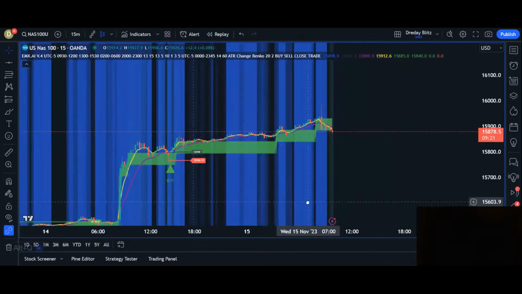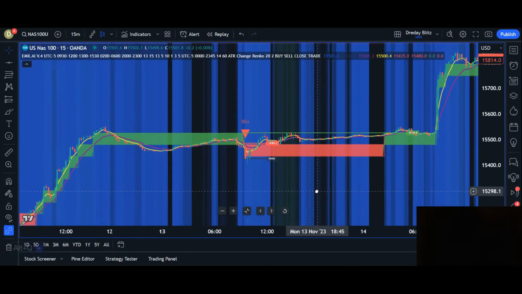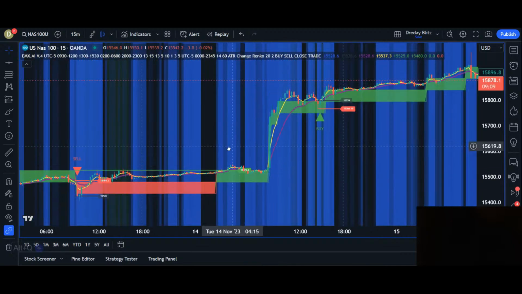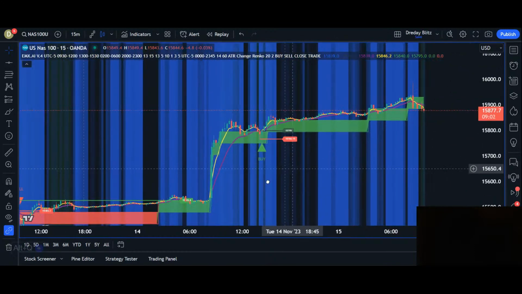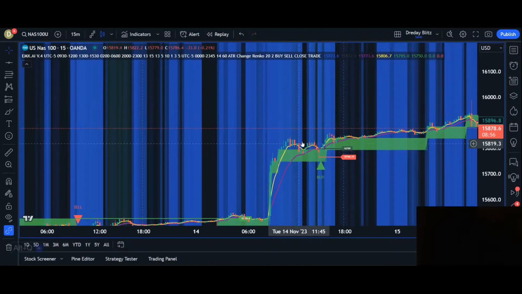So same thing for Nasdaq. It switched here from bearish to bullish. That was on Tuesday. We had a buy right here, Tuesday around 2:15. So we had a buy signal, and since then it's still going up. So we'll still be in profit.